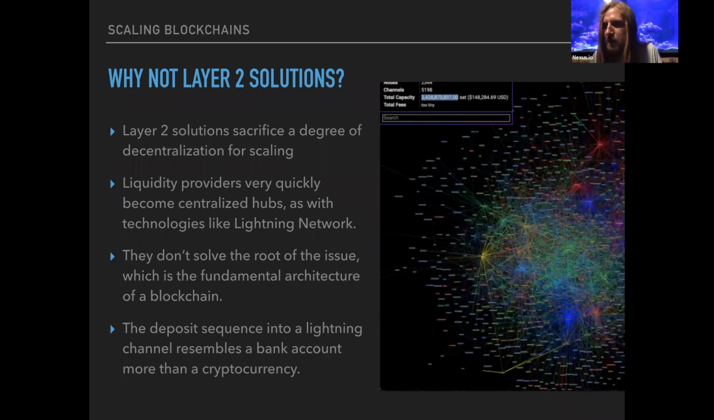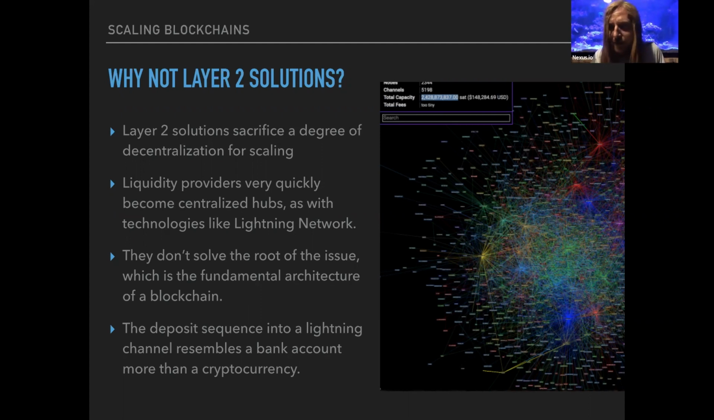So it is still somewhat decentralized, but to me, it creates a lot of opportunities for bad things to happen, right? Liquidity providers can quickly become centralized hubs. They don't solve the root of the issue, which is our fundamental architecture. They're just adding a layer on top of that fundamental serialized blockchain architecture.